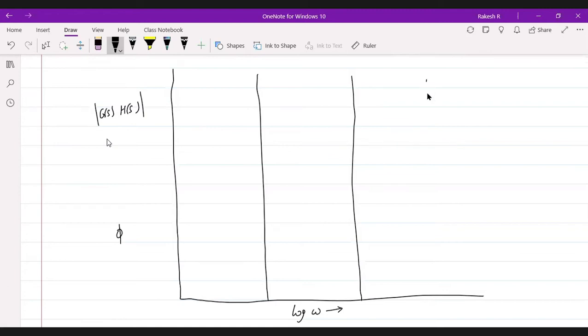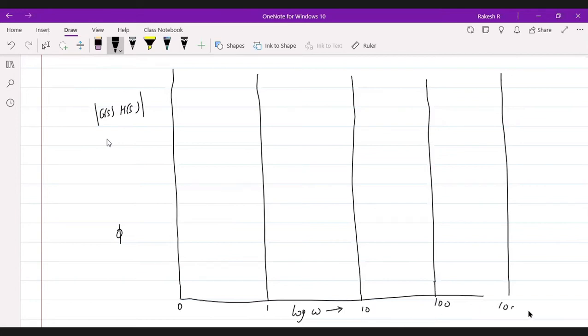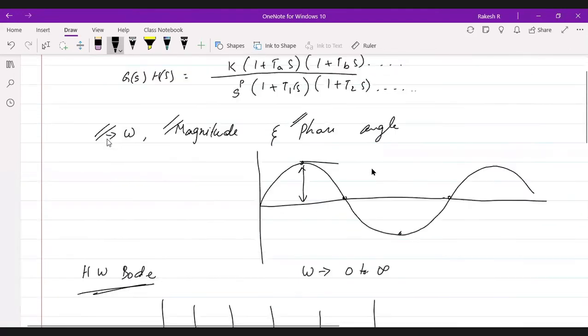Whatever I'm dividing, these are the decades. That means 0 to 1, 1 to 10, 10 to 100, 100 to 1000, right? 1000 to 10,000, etc. up to infinity. Like this, the system will be varying here, right? That means I told here when I plot the graph, this is 0, 90, 180. That means the phase is changing from the upper end to the lower end at 180 degrees, right?